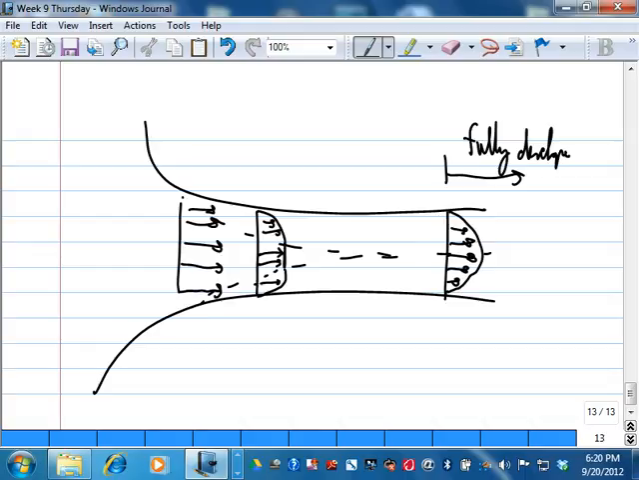So fully developed does not evolve with X. Does not change with X. Let's not use too powerful a word here.